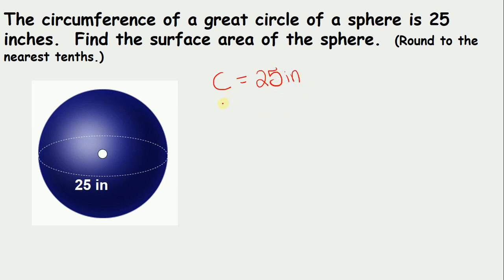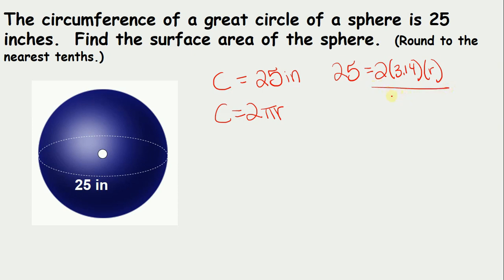To find the circumference of a circle, that's 2 pi r, right? Going back to my formulas. So I know 25 equals 2 times 3.14 times whatever my radius is, which in this case we do not know the value of our radius. So let's divide by whatever 2 times 3.14 is, which should be 6.28. Because technically I can just rewrite this as 6.28 times r. So I'm going to divide both sides by 6.28, and I get a value of 3.98 for my radius.